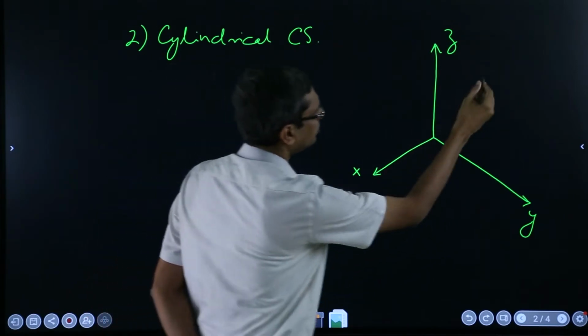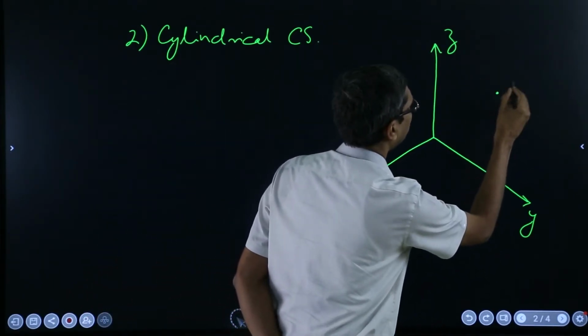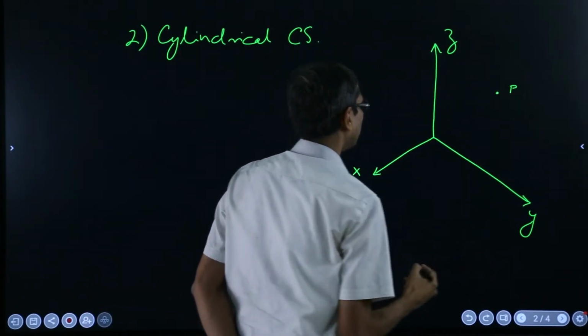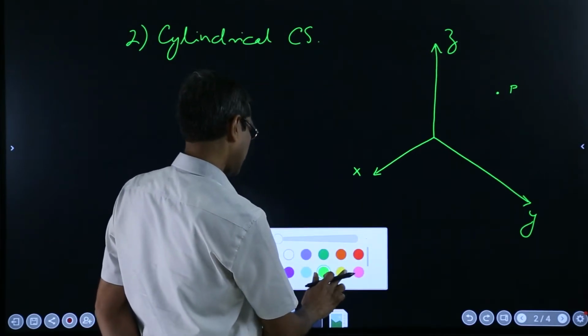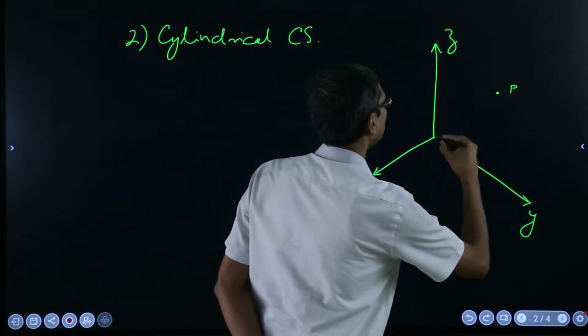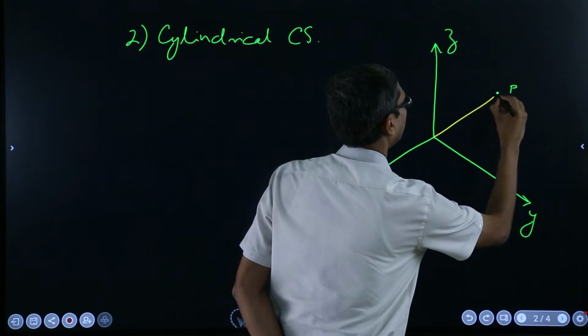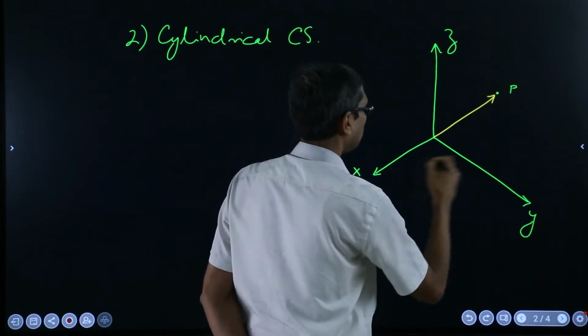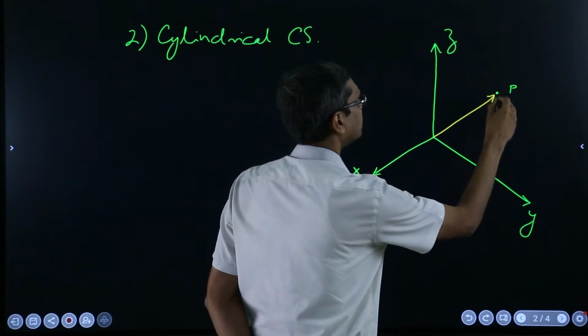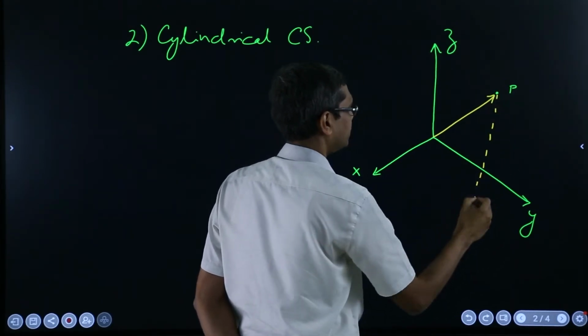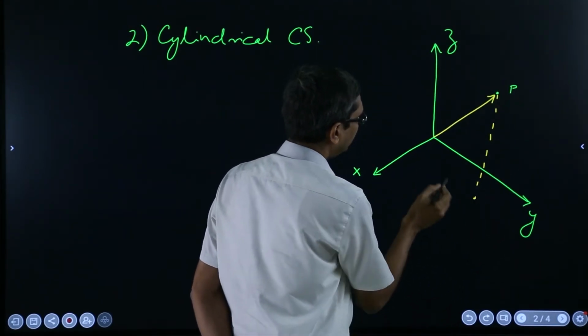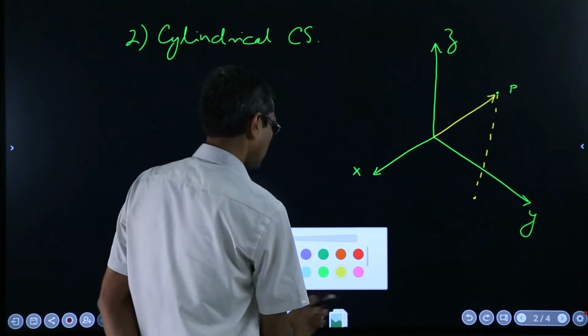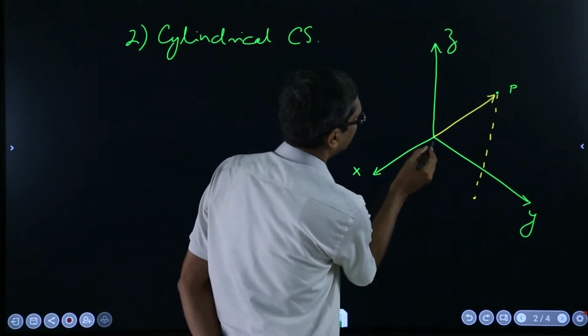Now, suppose you pick a point here which is P, then how it is done is like this. You join the position vector like that, and then you take its projection on the xy plane, say something like this. Okay. And then you look at this vector.